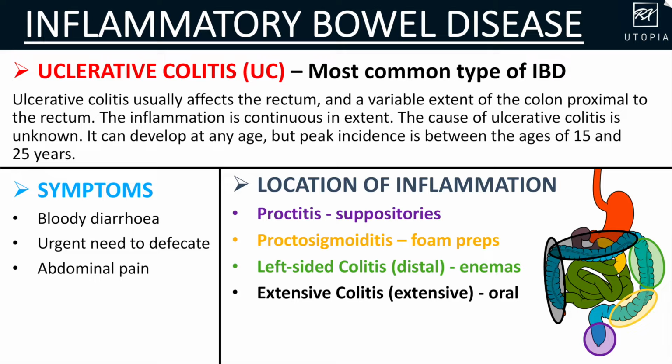Ulcerative colitis is a chronic inflammatory condition and is a lifelong disease where the pattern of inflammation is continuous, extending from the rectum upwards to a varying degree. Have a look at the diagram to understand the terminology which describes the location of the inflammation. Also note the different formulations used to treat the various sites of inflammation.